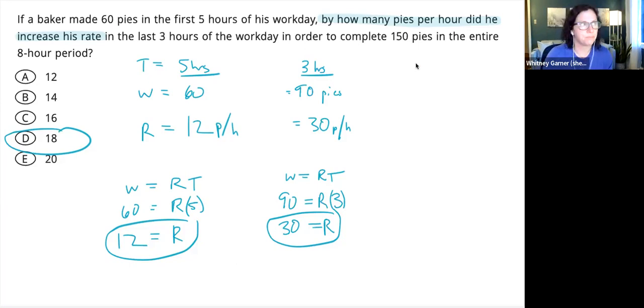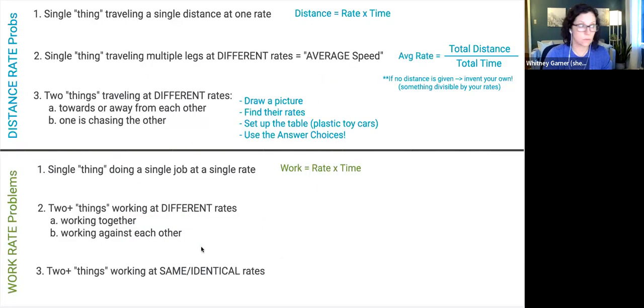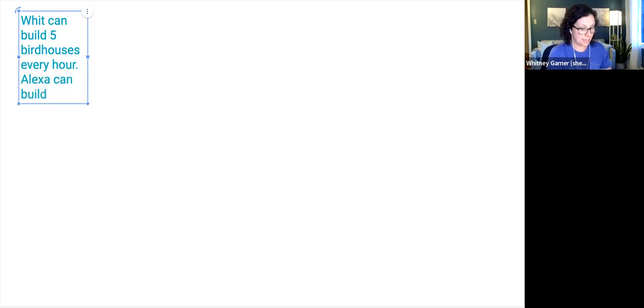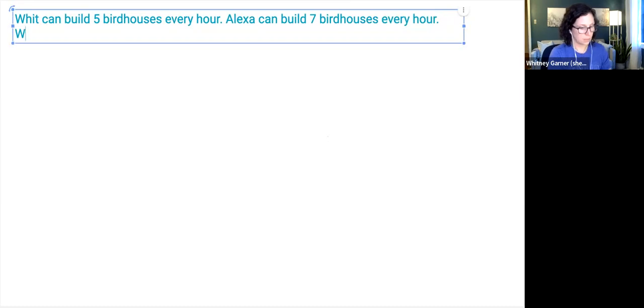If one thing's working, cool. But let's think about the second scenario, right? So when things work at different rates. So let me ask you this. If I have a situation where, let's say, Whit can build 5 birdhouses every hour. Alexa can build 7 birdhouses every hour. Working together, assuming that we don't interrupt each other or chit chat and make it worse, so assuming that our rates stay constant, working together, how many birdhouses per hour can Whit and Alexa build?